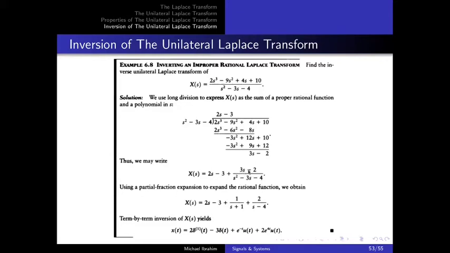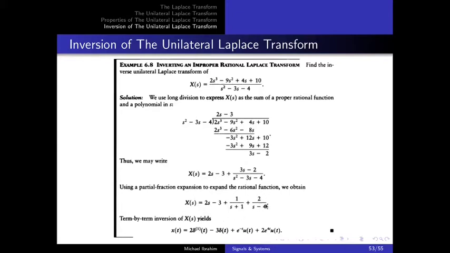The numerator is of order 1 and the denominator is of order 2. So now we can do partial fraction. So now we can factorize the denominator into terms like s plus 1 times s minus 4. And now we can do partial fraction. So 2s minus 3 plus a constant over s plus 1 plus another constant over s minus 4. And computing the constants is a straightforward task, so we'll get this.